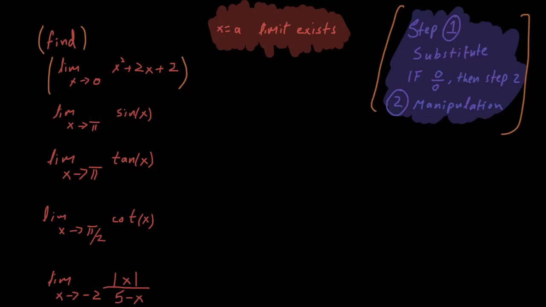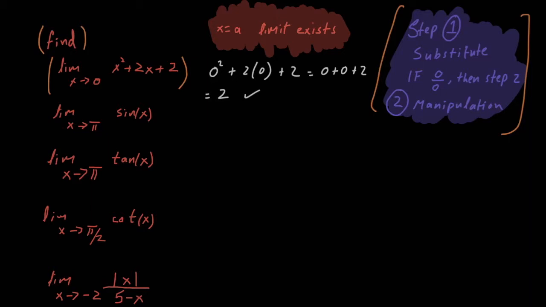If I substitute 0 into the equation, I will get 0 squared plus 2 multiplied by 0 plus 2, which is 0 plus 0 plus 2, and the answer is 2. The limit does exist and the value is 2.